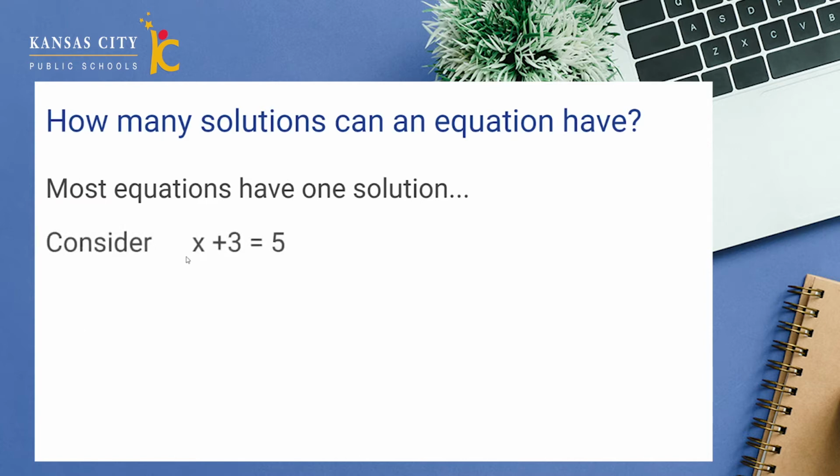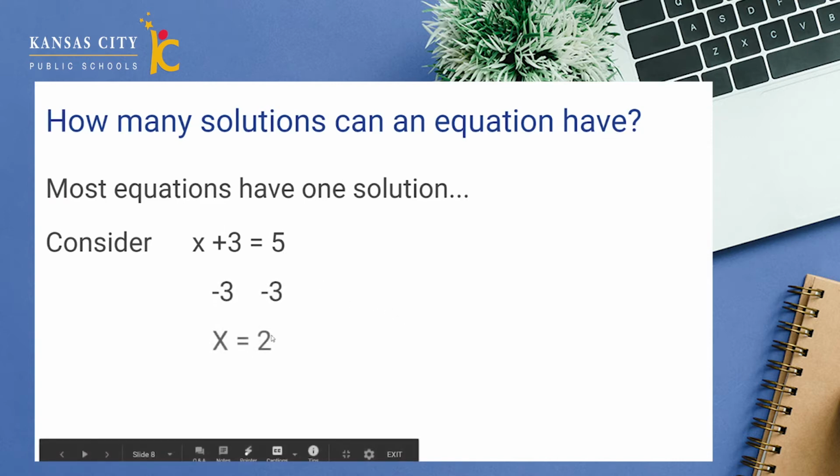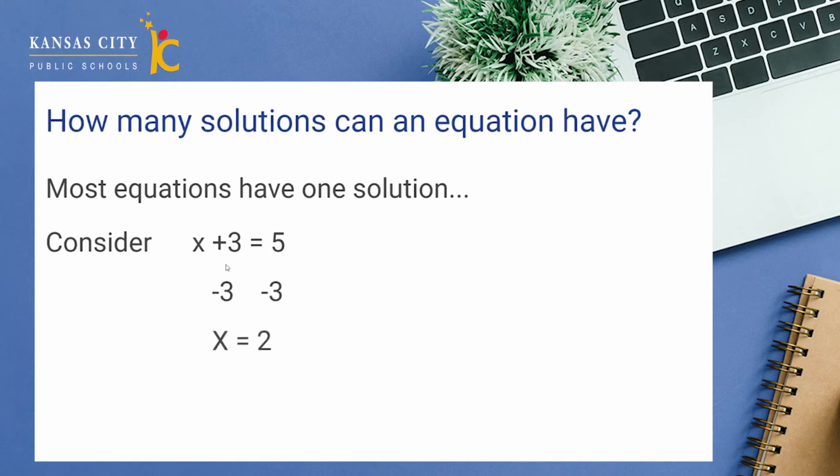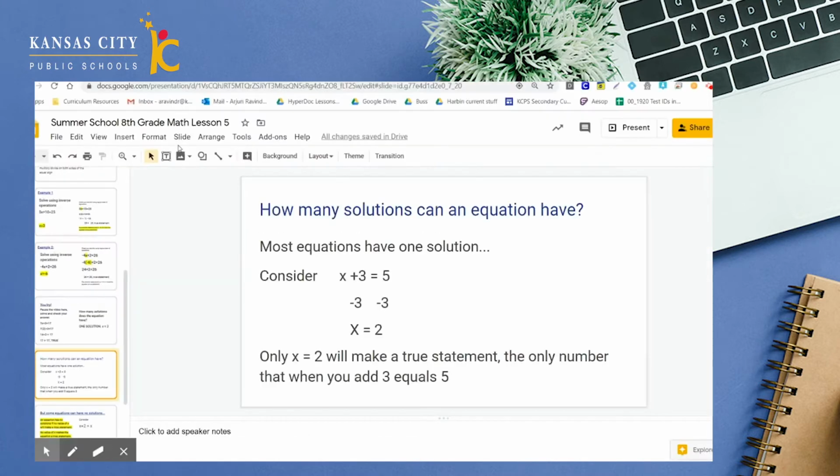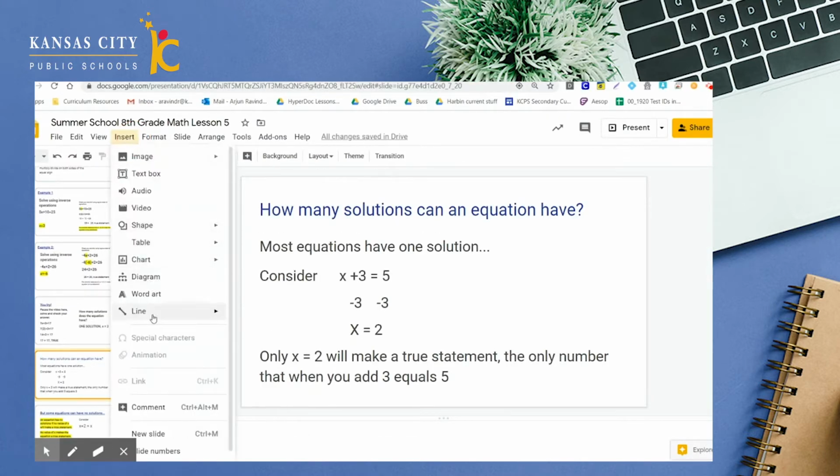Let's consider this equation. x plus 3 equals 5. What number plus 3 equals 5? Do you know what it is? Well, let's use inverse operations to solve. Minus 3, minus 3. We get x equals 2. These two 3's cancel out. So really, I should have, let's say, insert. Let me put a little line there.